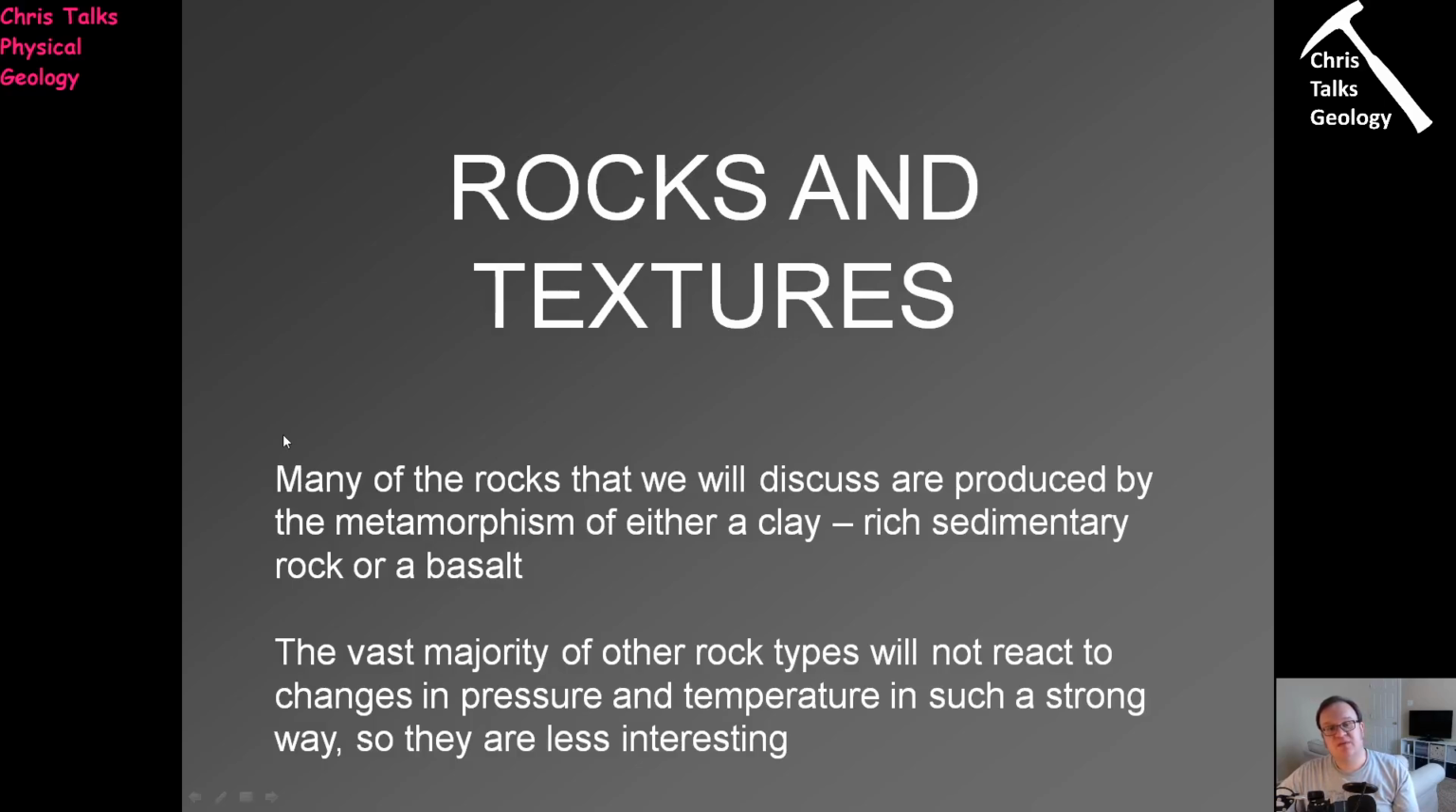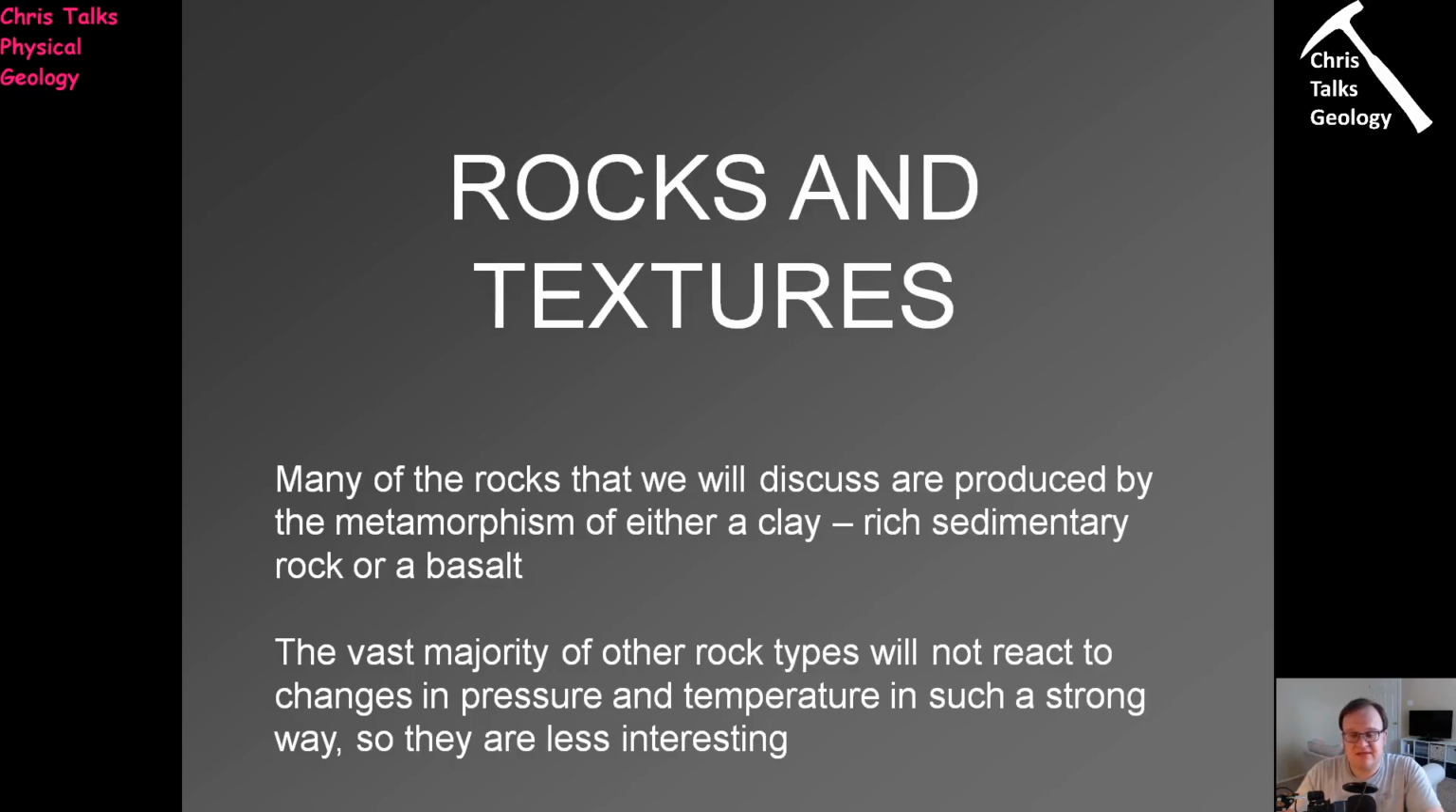So let's think about rock textures. When we talk about the metamorphism of rocks, we primarily are talking about the metamorphism of two types of rock. Rocks that contain lots of clay minerals and basalts. Now, the reason for that is there are lots and lots of rocks that you can put under increasing pressure and temperature and they will do nothing. So for instance, we've discussed it already, a piece of granite. It's a very robust rock. It can take increasing pressures and temperatures for a very long time, so it doesn't metamorphose easily.